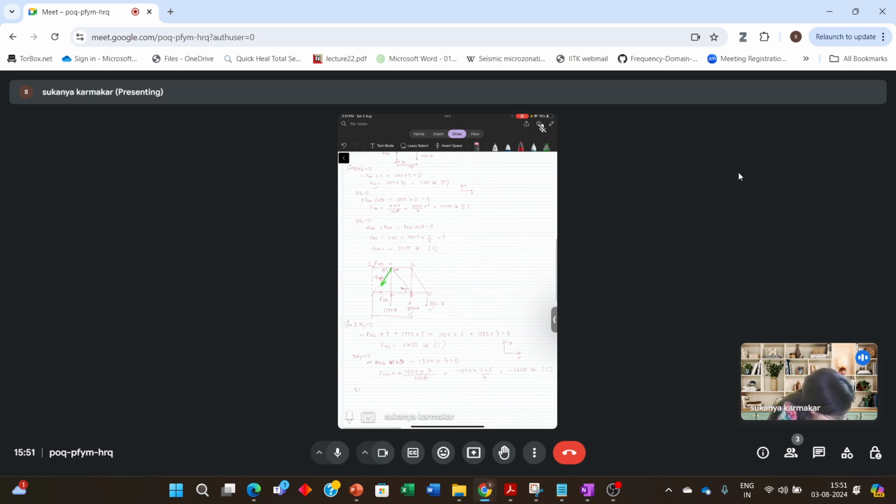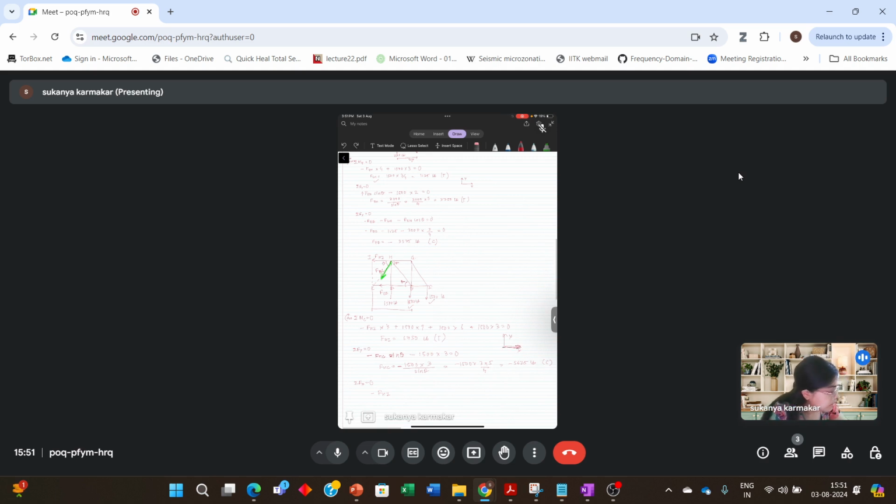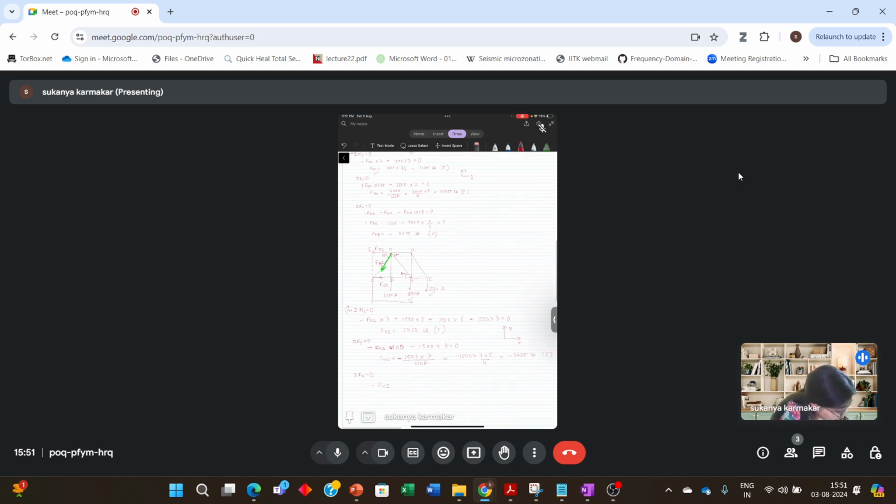Then do summation of Fx is equal to 0. So there we'll have minus FHI, minus because the force is in the opposite direction of this x. It is in the opposite direction. So FHI, then again minus FHC cos theta, then again FCD, again in the negative direction. So minus FCD is equal to 0. So plug in the numbers.